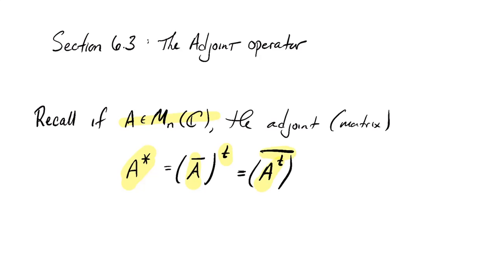So in terms of matrix entries, if you take an i and a j somewhere between 1 and n, and you want to know what's the ij entry of this matrix A star, well, you take the ji entry of the matrix A, that's the transpose part, and you look at the complex conjugate of that. Okay, so that's what I mean by the adjoint of a matrix.